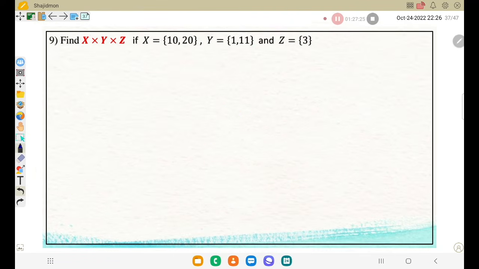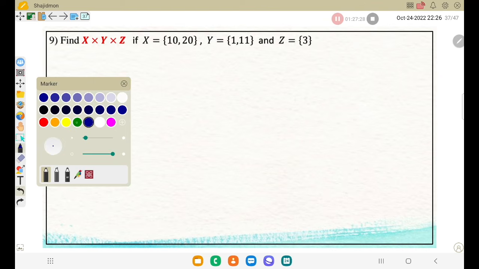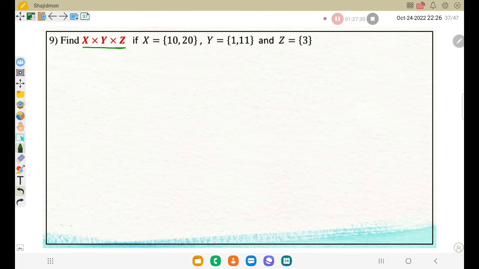Now we will go to the 9th question in exercise 3.1. Find x cross y cross z. 3 sets are there. X cross y cross z equals. So it is not an ordered pair, it is an ordered triple. 3 elements will be there. So we will start this one. X set first element 10, y set first element 1, z set first element, that is 3.